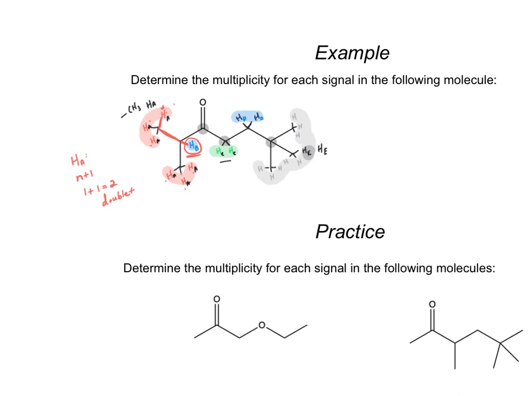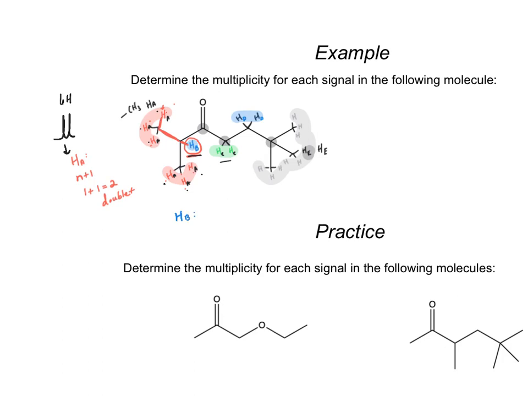What's important to note is that if you actually saw it, we would have a doublet for HA, and it would have an integral of 6 protons, because this signal has 6 protons that are making it up. It is being split by only 1. That's why we see the doublet, the multiplicity pattern that we do. Now we'll move on to HB.